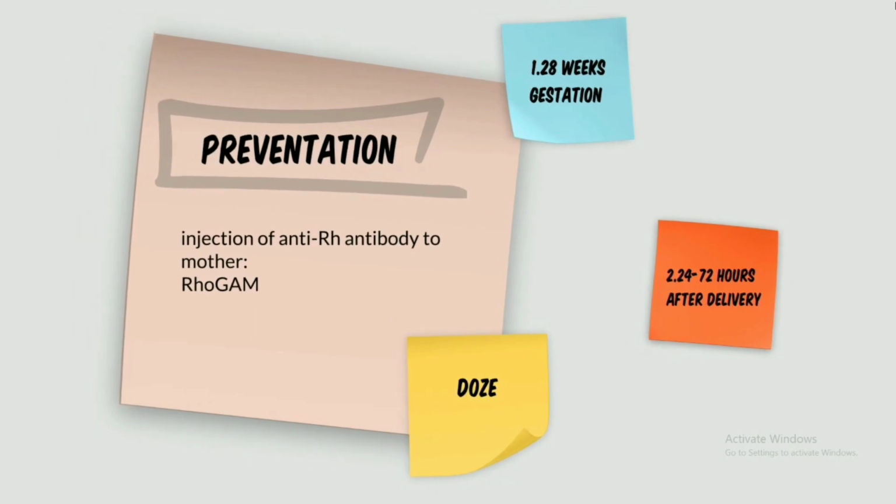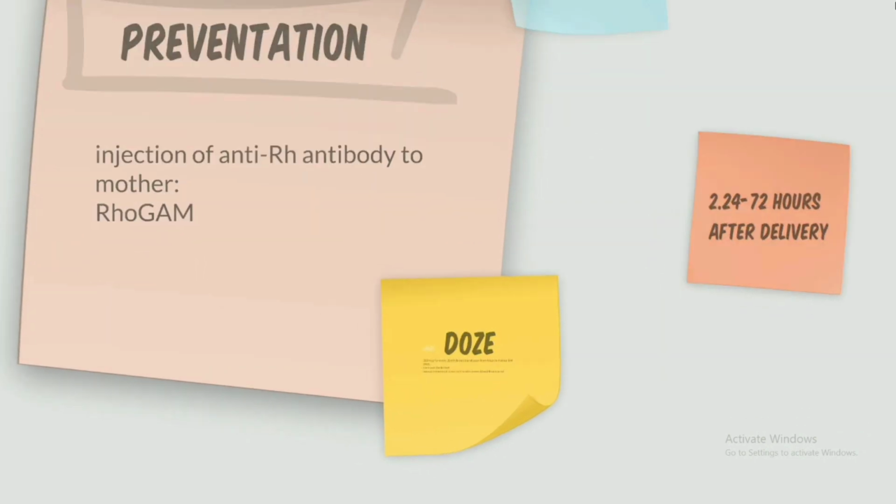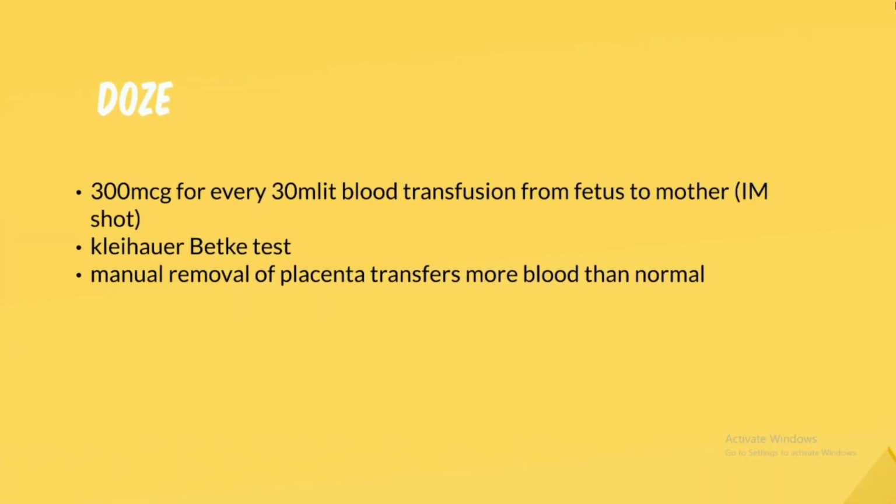How much ROGAM should be injected into mother's circulation? 300 mcg for every 30 ml blood transfusion from fetus to mother by IgM shot. It's the best amount of injection. By KB test, we can find how much blood is transferred from fetus to mother. Manual removal of placenta transfers more blood than normal, so we need more ROGAM to be injected to mother.